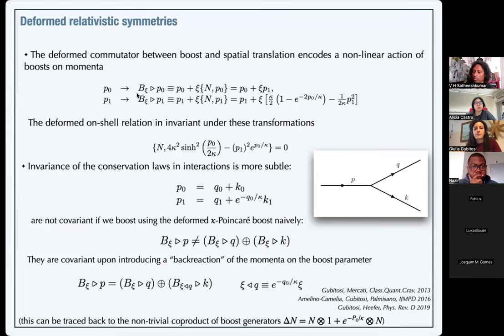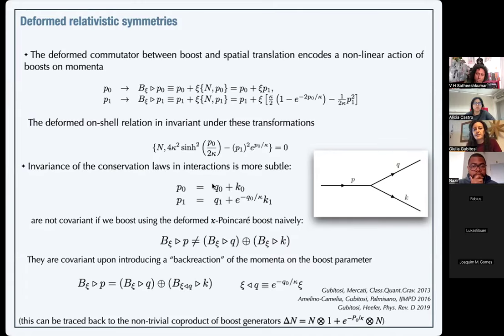You see that the one on energy is the standard one, the one on momentum is deformed. For example, is the energy-momentum dispersion relation, the on-shell relation, invariant under the action of this boost? You can verify that it is, because when you do the brackets, you get 0. This means that your relation between energy and momentum will be the same for all observers that are boosted according to this law, okay? So there is no preferred observer.